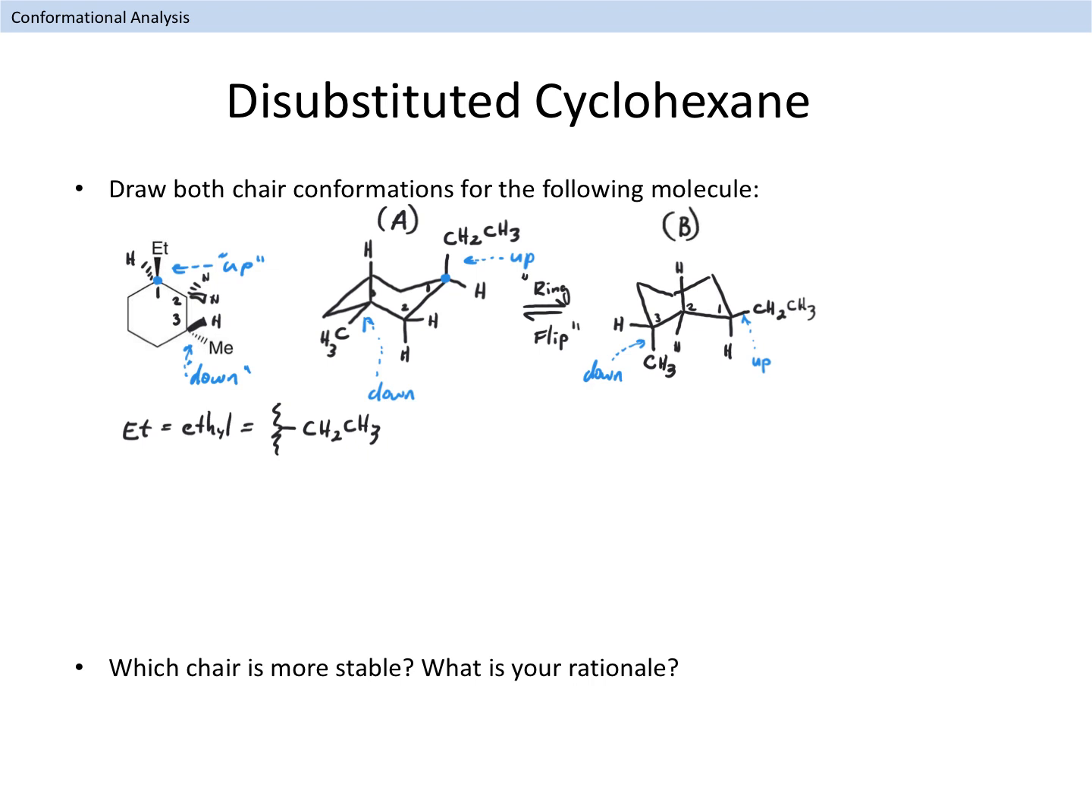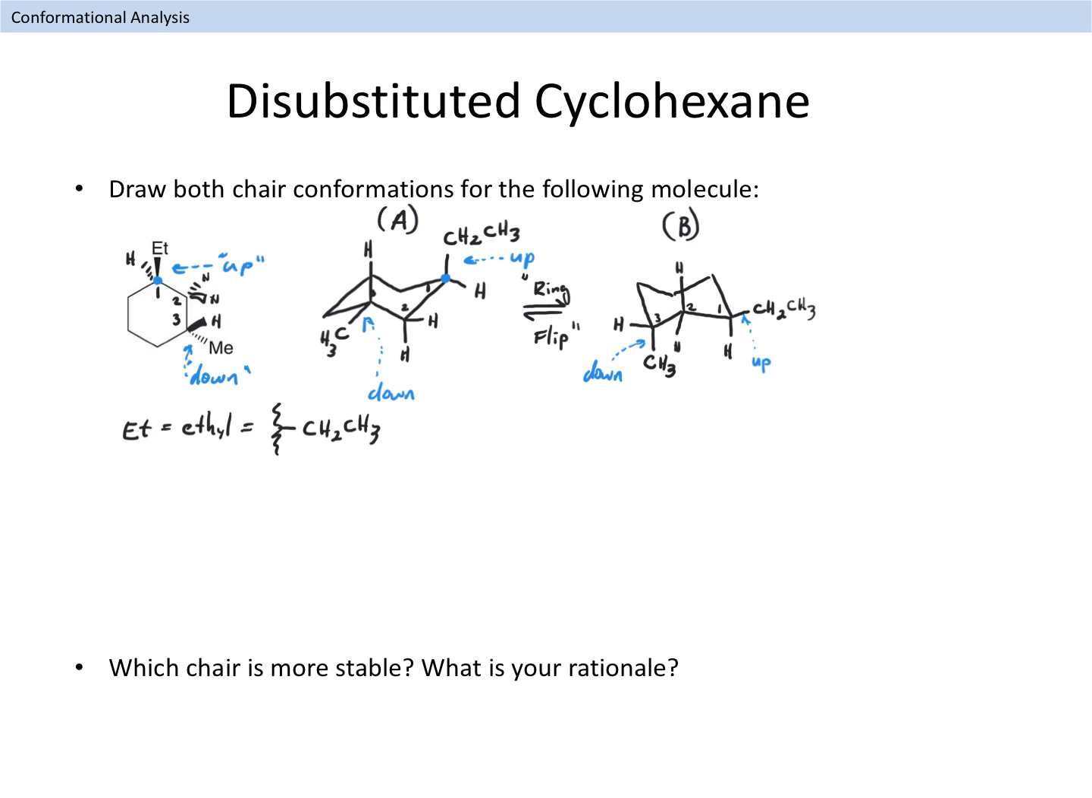Now that you have had a chance to try this yourself, here are the two chair conformations for this compound. As you can see in this drawing, in each conformation we always have one of the alkyl group substituents in an axial position, whereas the other group is equatorial.